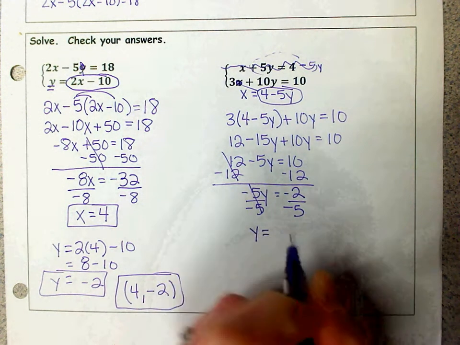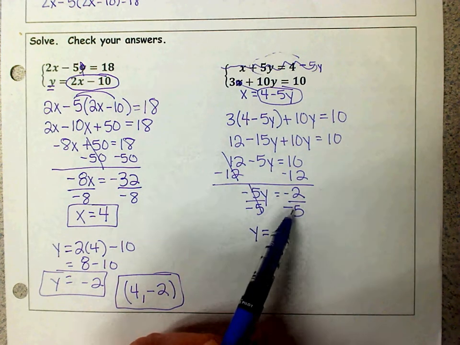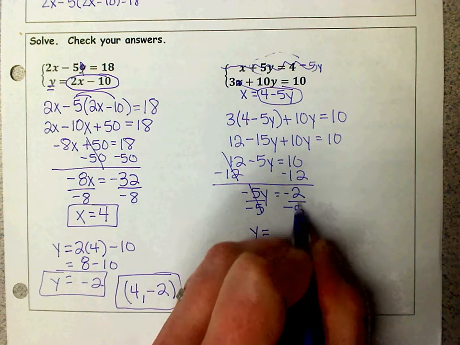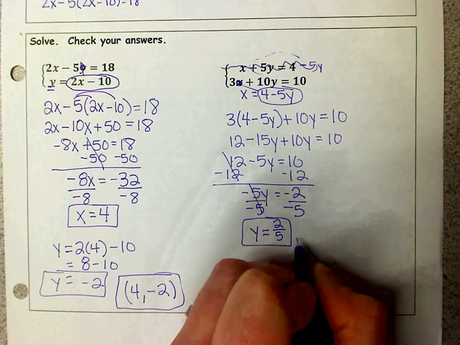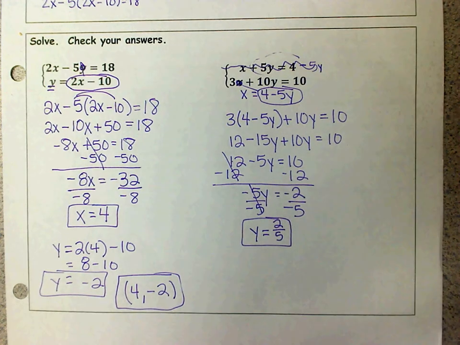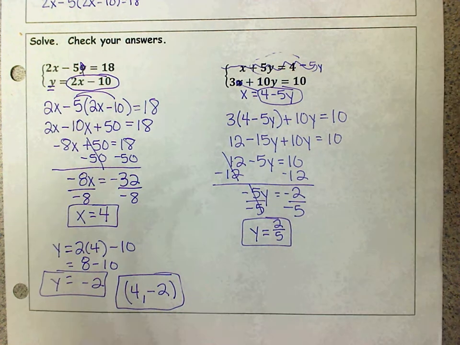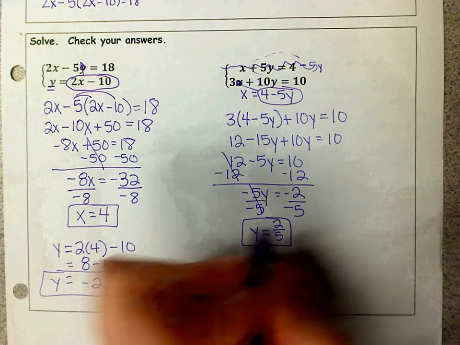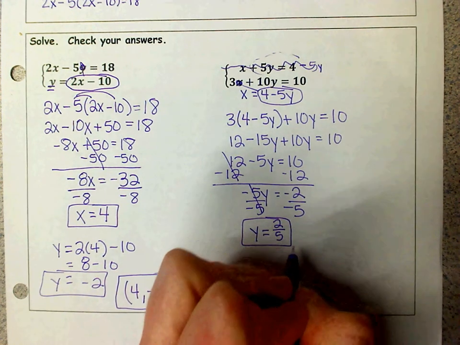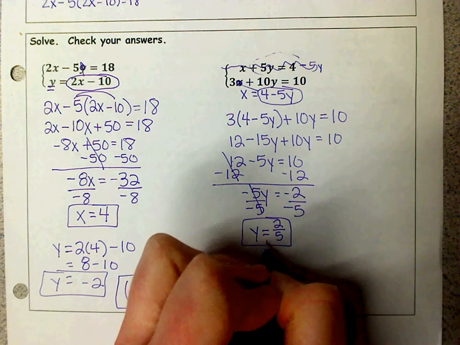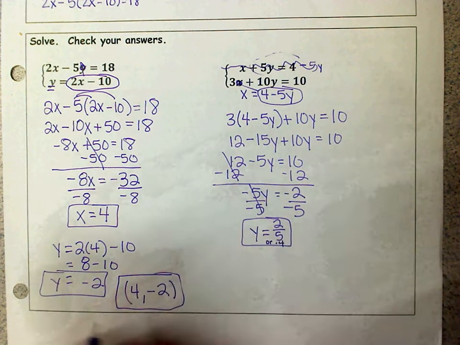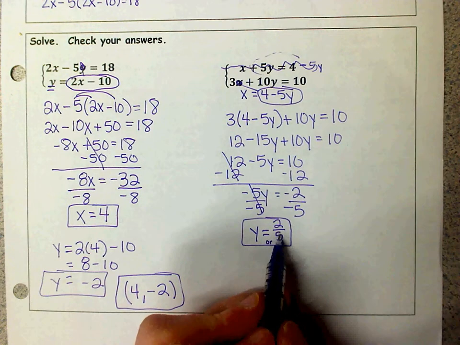Okay, I'm going to keep this as a fraction. Y is equal to 2/5. Okay, or what is 2 divided by 5 as a decimal? 0.4? Okay. Okay, but I'm gonna use 2/5 to substitute back in up here.